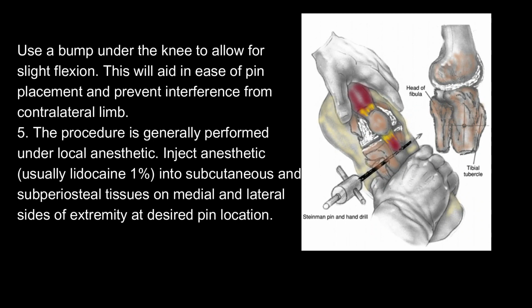3. Place patient supine. Use a bump under the knee to allow for slight flexion. This will aid in ease of pin placement and prevent interference from contralateral limb. 5. The procedure is generally performed under local anesthetic. Inject anesthetic, usually lidocaine 1%, into subcutaneous and subperiosteal tissues on medial and lateral sides of extremity at desired pin location.